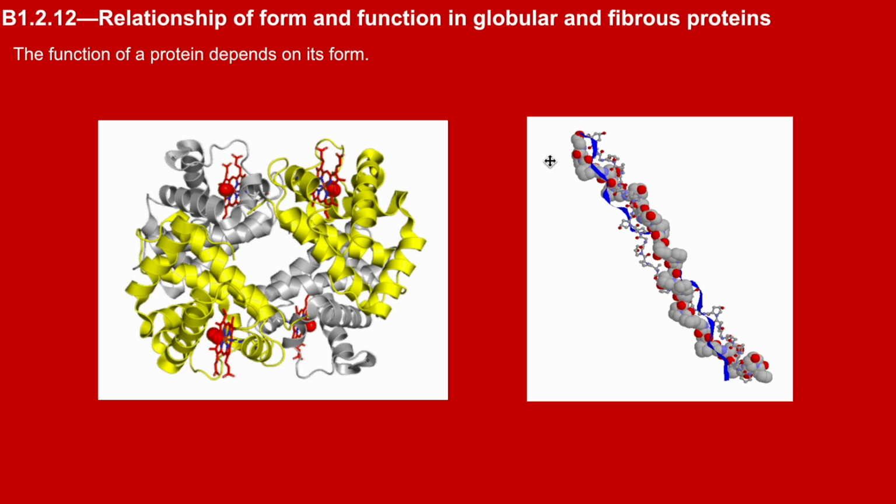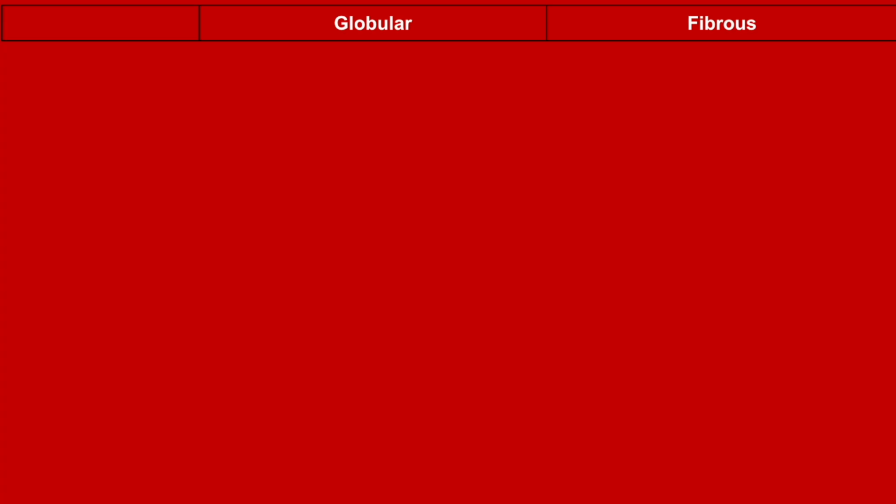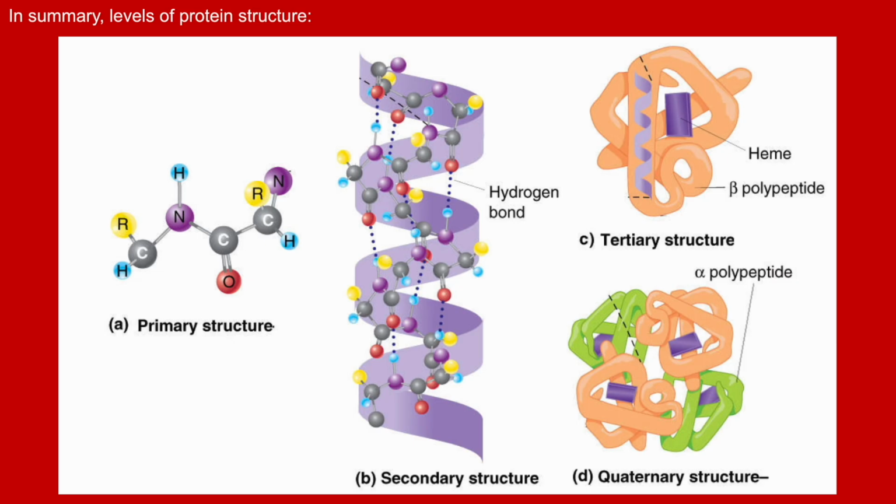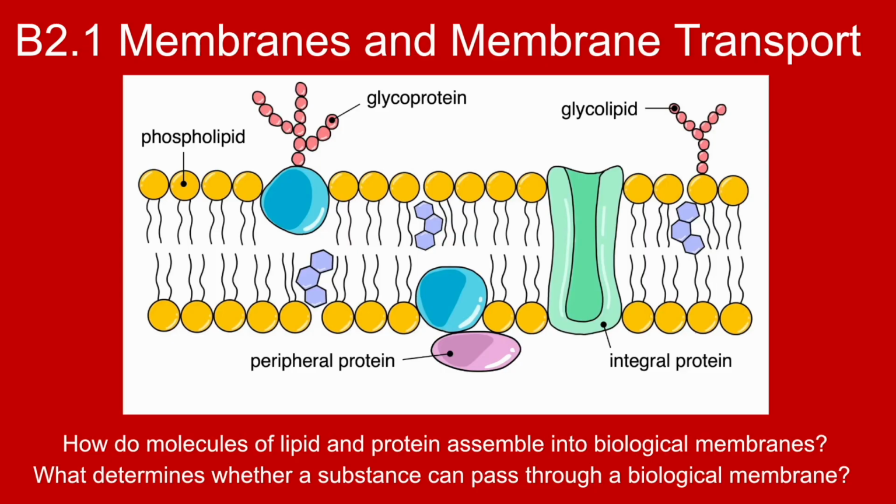Okay, so here's a globular protein. Here's our fibrous protein. Let's compare the two together. Whereas globular is rounded, our example here is insulin. That 3-dimensional shape allows it to perform a specific function. Fibrous is going to have, again, this collagen with that high tensile strength. Okay, here's a summary of those 4 levels of protein structure. Okay, moving on then to B2.1, SL students will need to rejoin.